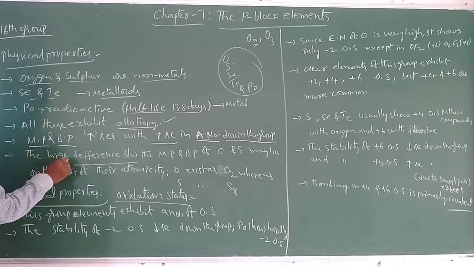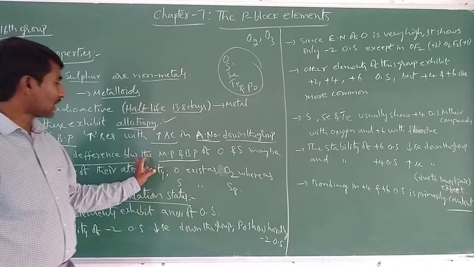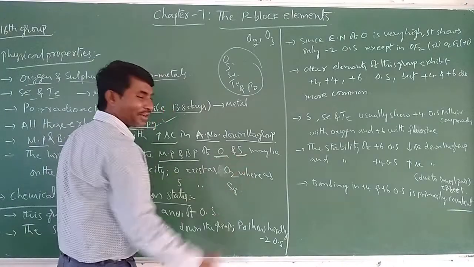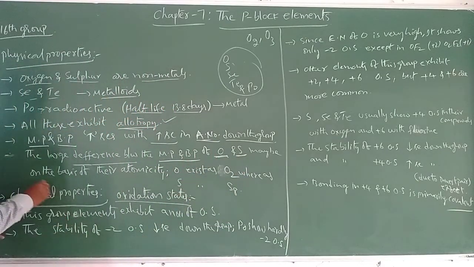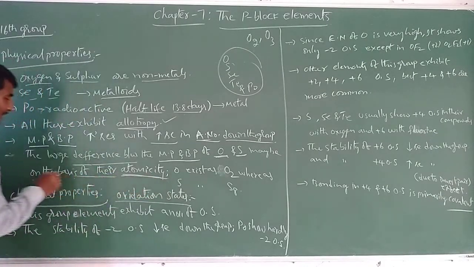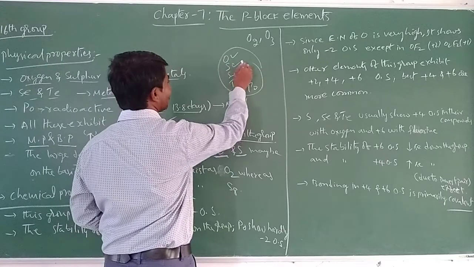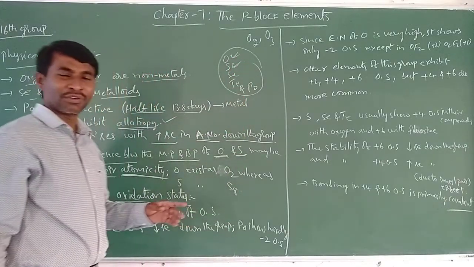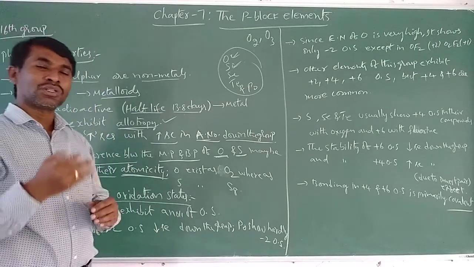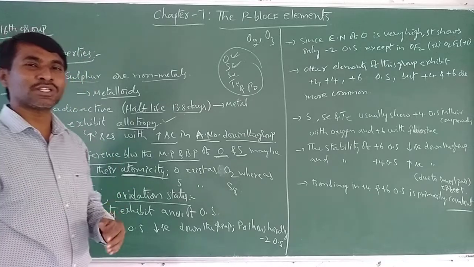Then, the large difference between the melting and boiling points of oxygen and sulfur can be explained on the basis of their atomicity. Between oxygen and sulfur we see a large difference in melting and boiling points. Why? Because it is explained on the basis of atomicity.